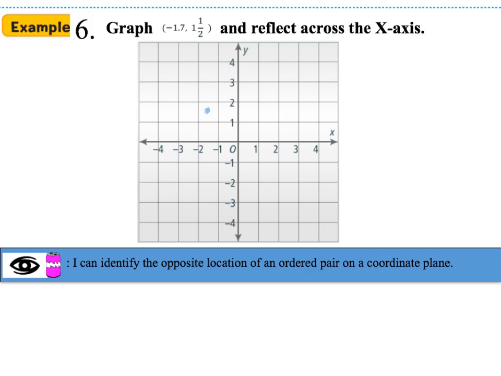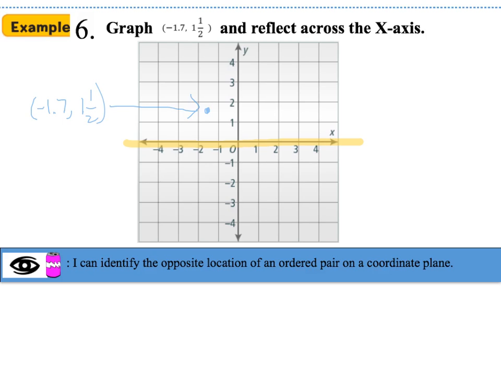Okay. So now I'm going to use a highlighter so that I can highlight the x-axis, because that is my reflection line. So here's the reflection line. And let me go ahead and write the ordered pair again. The ordered pair for this dot would be negative 1.7 comma 1.5.